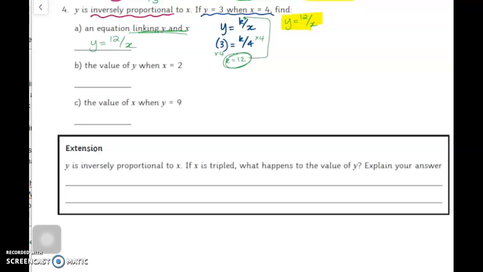We want to find out what y is when x is 2. So we just substitute 2, x equal to 2, into our equation. So y is equal to 12 over 2, which is 6. The next question is find the value of x when y is 9. So we substitute that into the equation. Y, 9, is equal to 12 over x.